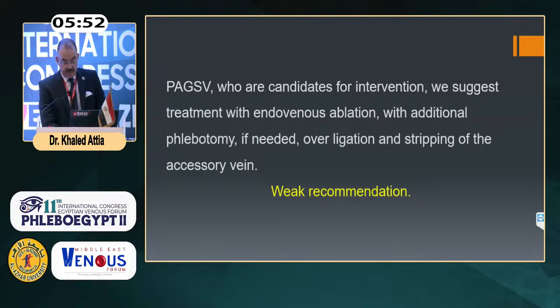For the posterior accessory great saphenous vein in patients who are candidates for intervention, we suggest treatment with endovenous ablation with additional phlebectomy if needed over ligation and stripping of the accessory vein. This is a weak recommendation.